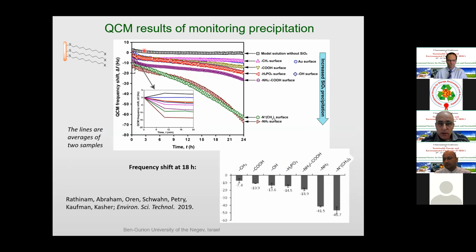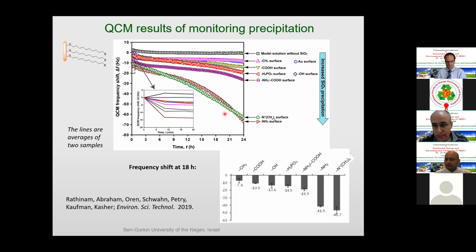Now, the first line is the model solution without silica. You can see that there is no precipitation. I forgot to say that in these QCM measurements, the larger the delta F, the larger the precipitation. We can see also that the neutral surfaces, like this hydrophobic alkyl surface, did not have intense precipitation.